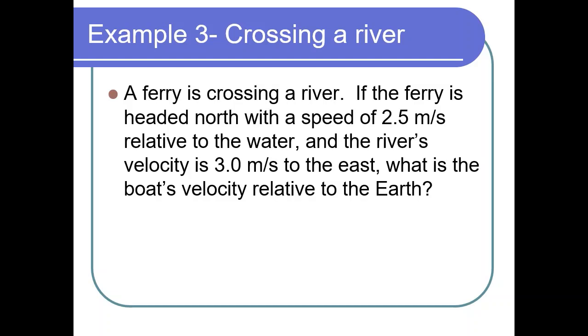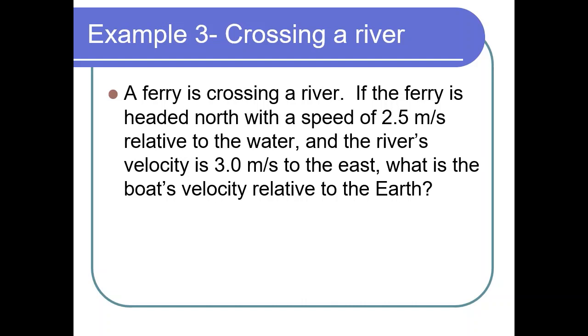So imagine we have a ferry crossing a river. The ferry is heading north with a speed of 2.5 meters per second relative to the water, and the water is moving to the east at 3 meters per second. That's the flow speed of the river. What is the boat's velocity, the ferry that is, relative to the earth?